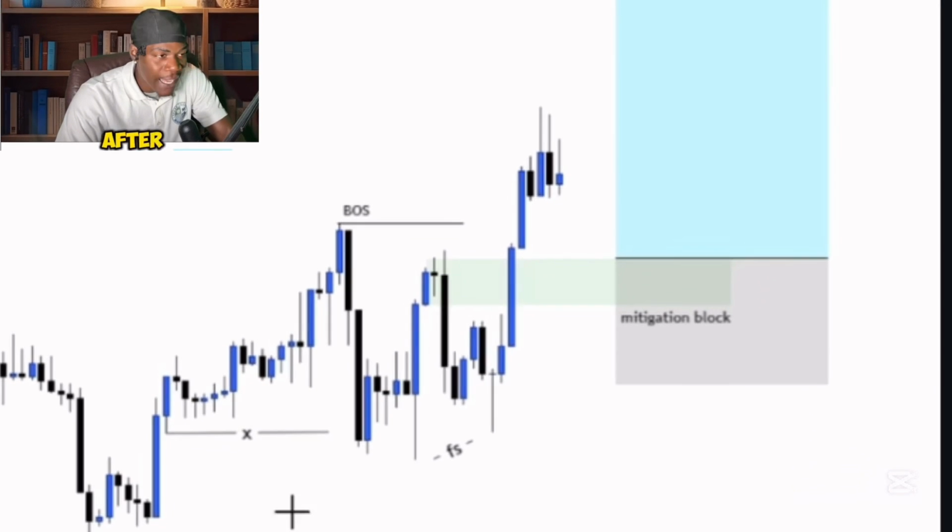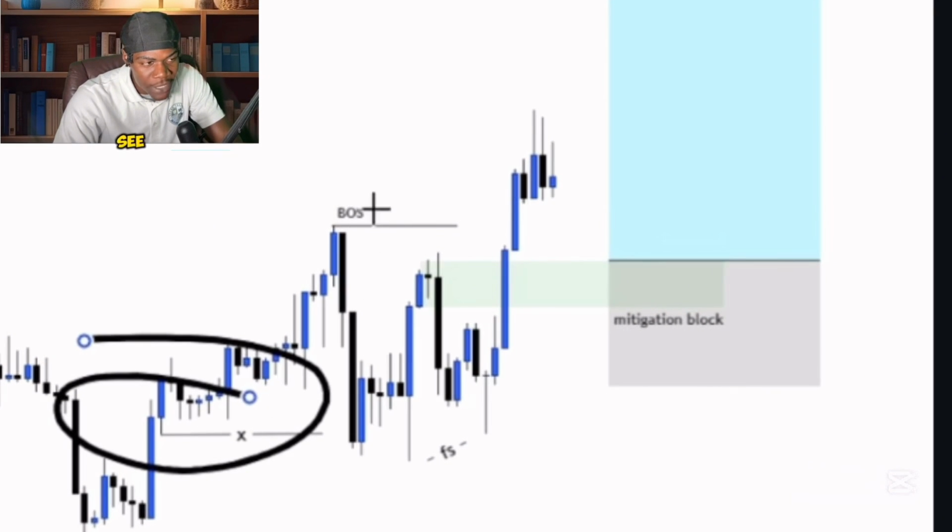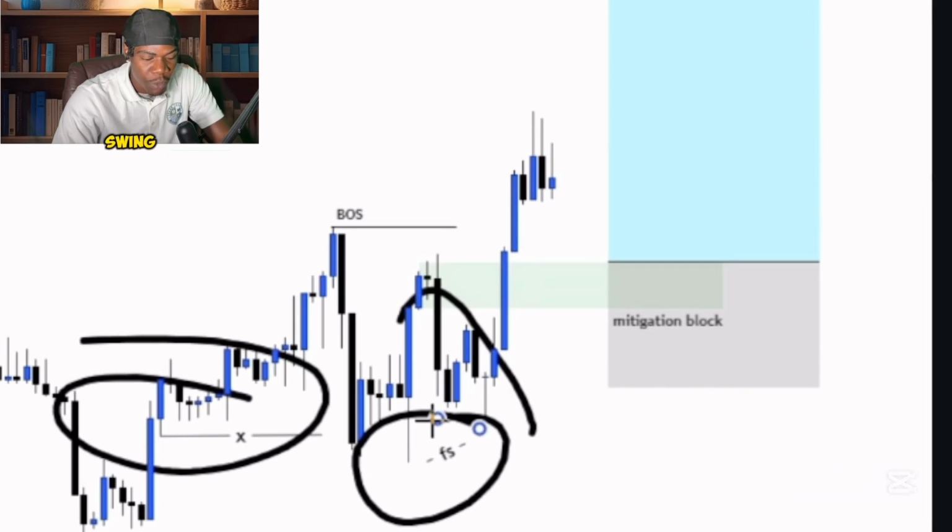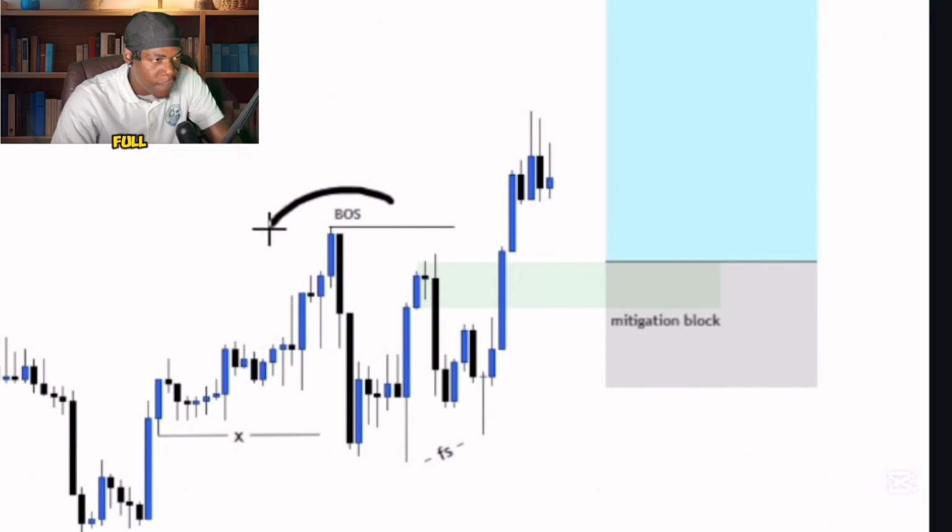Struggling with your entries? After price gives us a liquidity sweep of this high, we see that price pulls back and gives us a failure swing of this old low to then extend higher and give us a full body breakup structure.